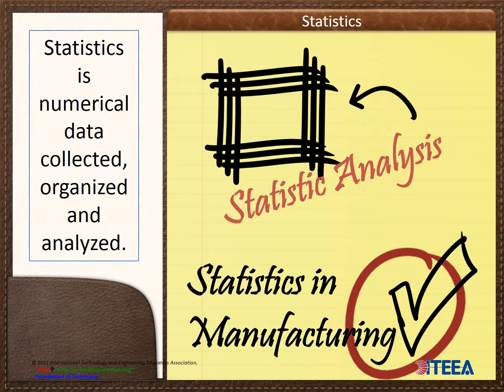Now which math are you in? Covering statistics. Oh, good. So everybody gets part of statistics. Because you're using your numerical data, you're collecting your data, you're organizing it, you're analyzing it. Now, it's also used in manufacturing. What's the probability of this happening versus something else happening?